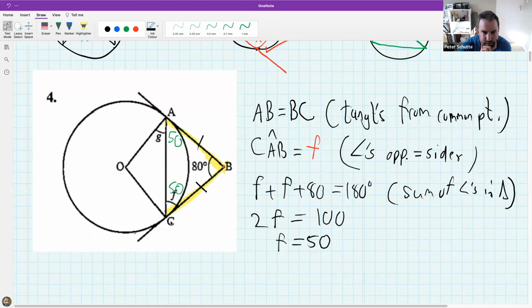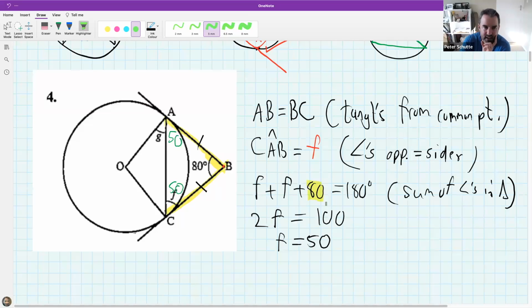Hi, everyone. I wanted to ask, where did the 80 go? Okay. So yes, can you see it goes F plus 80, and it is equal to 180? Are you happy with it being equal to 180? I'm not sure, sir. Okay, so here's the thing.